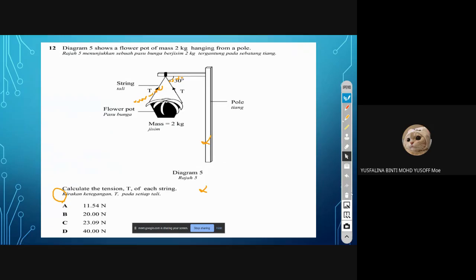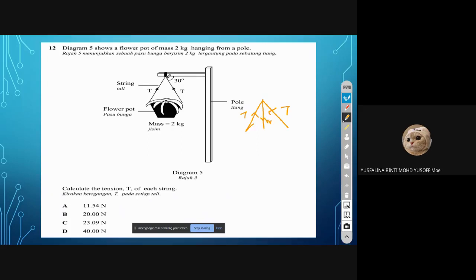For this one, diagram 5 shows a flower pot of mass 2 kg hanging from a pole. Calculate the tension T of the string. For this one, you have to draw a triangle. I draw the triangle here. This is T and this is also T. Then the mass is already given here, 2 kg, so the 2 kg means the weight is 20 Newton. So this is the W.